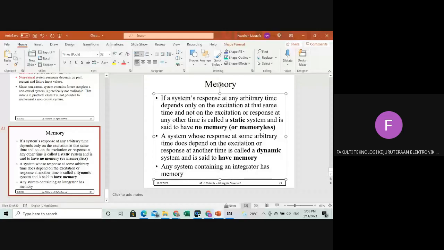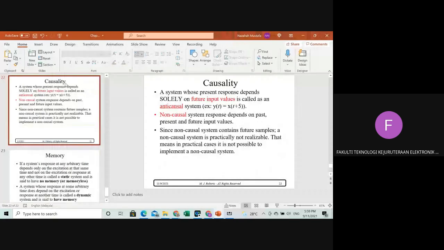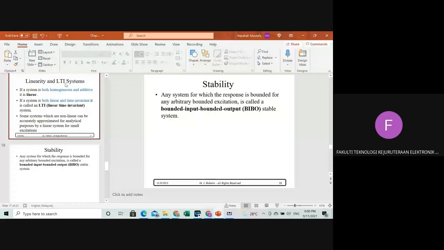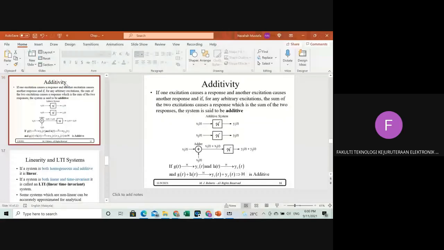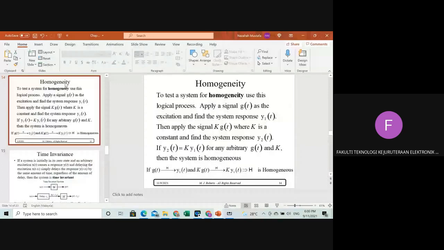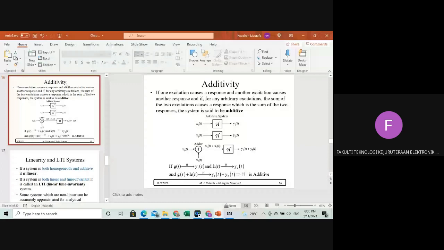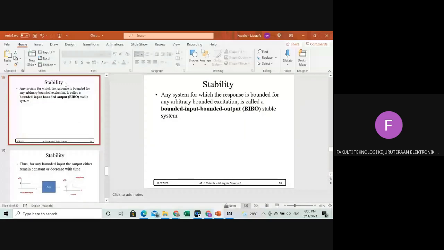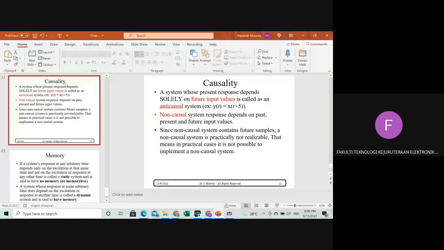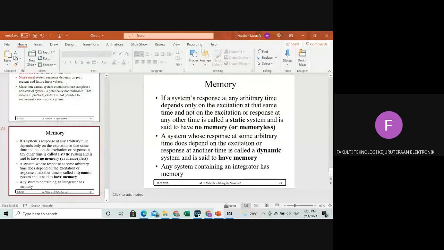Okay, so those are the properties for continuous time systems. We have homogeneity, time invariance, additivity, and we have stability, causality, and memory. We have more, but these are the most important, so we just choose a few.